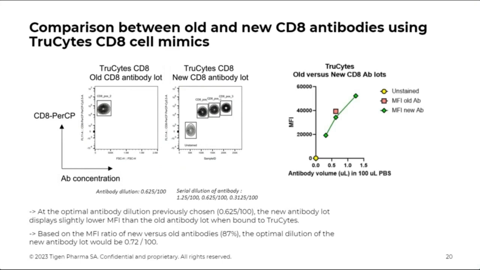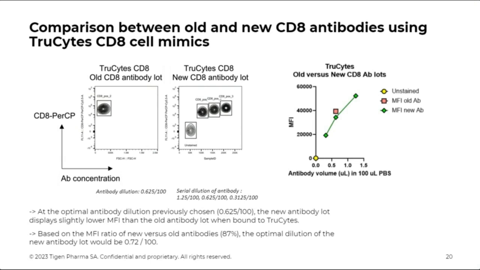So on this slide here, I present the data that was done by comparing the titration if it was done on PBMCs or on true sites. The dot plot here, the plot to the far left, shows the old antibody lot, the volume of 0.625, tested on the true sites, the cell mimics.